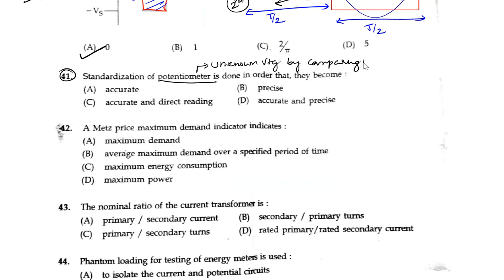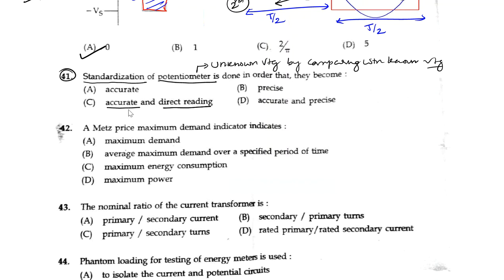Comparing with a known voltage. Now why are we doing standardization here? The process of adjusting the working current to match the voltage drop across the slide wire against a standard reference is known as standardization. To make the device ready for the measurement of the unknown voltage, there is nothing but standardization.